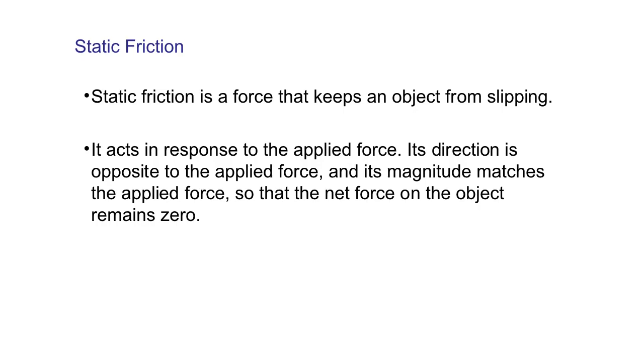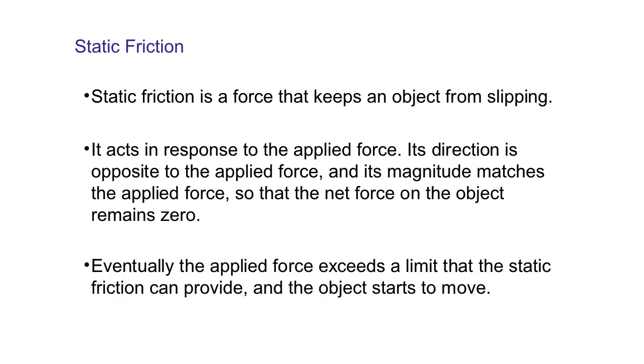Remember we said, as he pulled harder, but it wasn't moving, the table was actually pulling harder on him. And harder and harder until finally it begins to move. So this static friction is basically going to respond to the applied force. Its direction is opposite to the applied force, and its magnitude matches the applied force. So static friction is a bit weird because it always tries to match the applied force. It gets bigger and bigger until finally it becomes dynamic.